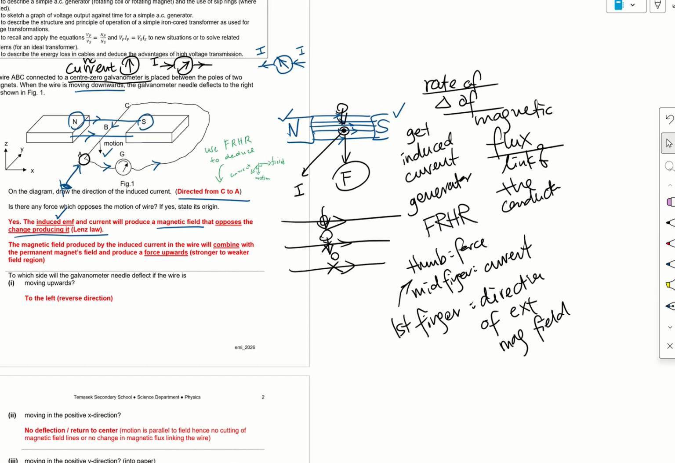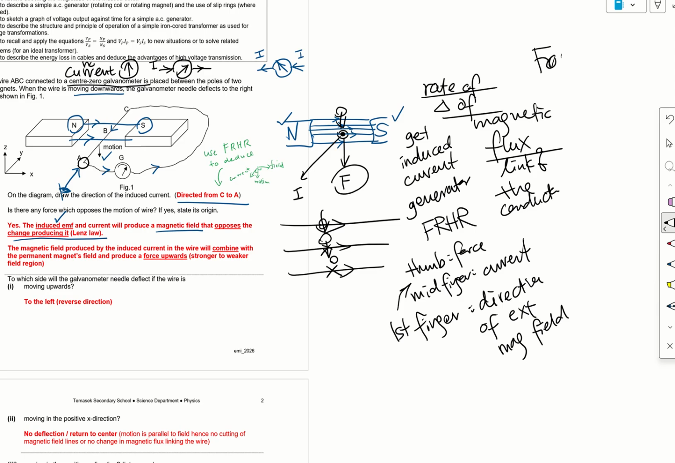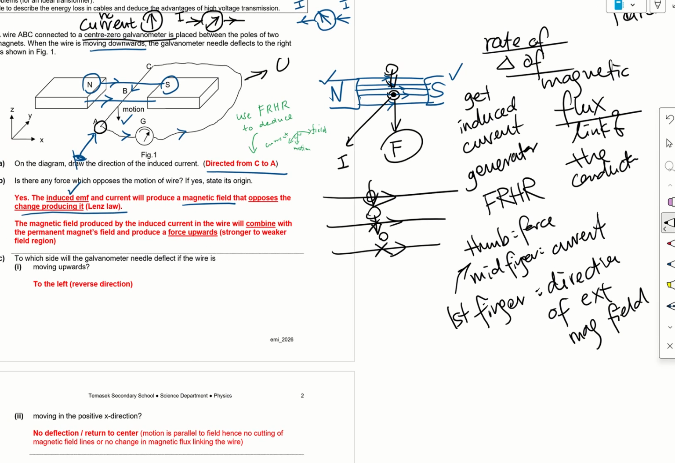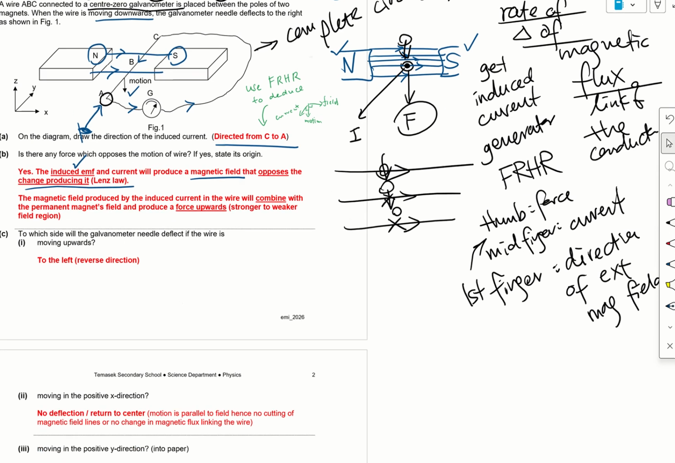So according to Faraday's law, there will then be an induced EMF, and because it is a complete circuit, therefore there will be an induced current. So this explains why there is an induced EMF and therefore an induced current.